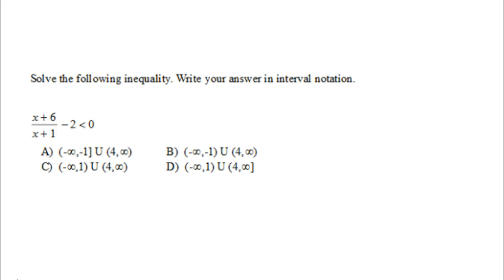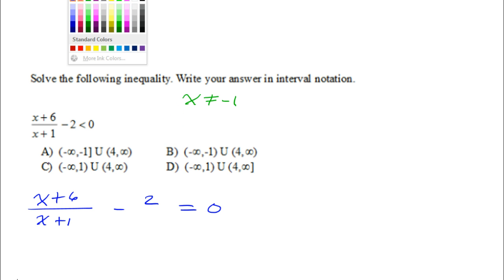Well, in the case of rational inequalities, we have two sources of critical values. One source will be any excluded values. So looking at the denominator here, I see that x cannot equal -1. If I set this equal to 0, I see x cannot equal -1. So that's going on the number line. I can find other critical values by solving the related equation (x + 6)/(x + 1) - 2 = 0. If I solve this equation, that will give me other critical values.